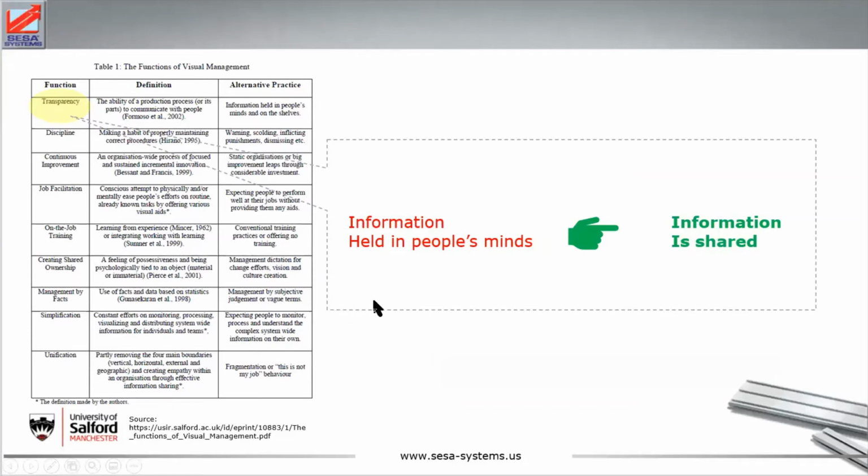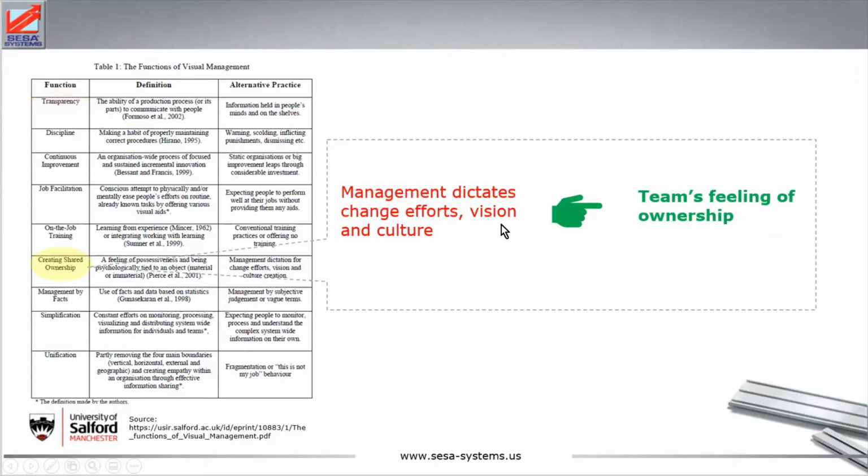There are some studies. I'll go very quickly. If you're interested, I'm happy to share some of the resources that we used. The University of Manchester has published an article that recaps the functions of visual management and the benefits. Just a few of them: transparency, where instead of information being held in people's minds, you can share information with good visual management, whether traditional or digital. It also creates a sense of ownership rather than coming from management. It's really the team that feels they control their visual boards and contribute to them as well.